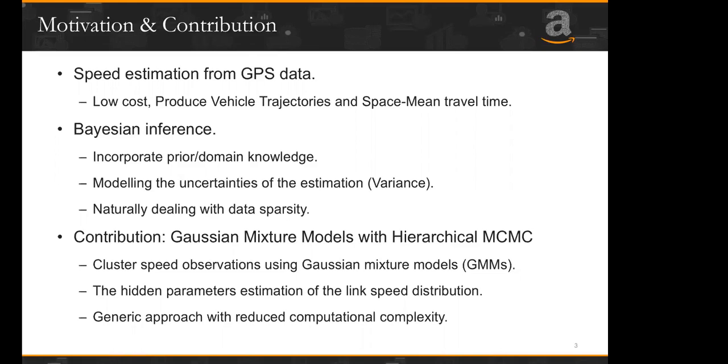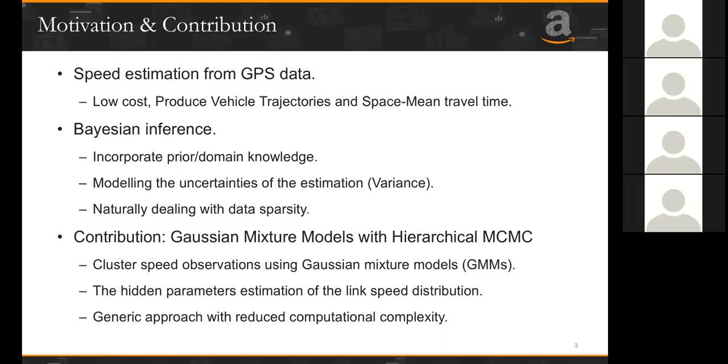So we estimate the speed distribution from the GPS data over the traditional loop detector data, mainly because the GPS data has the advantage of low cost, and also it can produce the vehicle trajectory and the space mean travel time. We also use Bayesian inference over the point estimation because Bayesian inference provides a natural framework to incorporate our prior and domain knowledge. It can also model the uncertainty of the estimation through higher order properties, such as variance. And it can also naturally deal with data sparsity, which we usually have in traffic data.